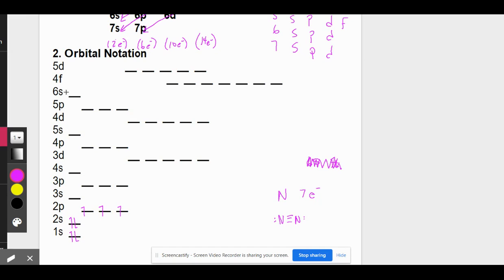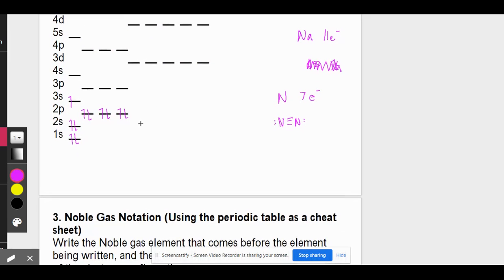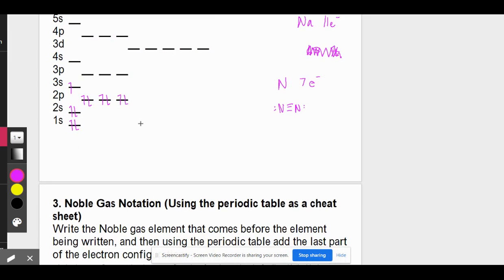Let's do sodium. Sodium has 11 electrons. So here's 7, 8, 9, 10, and 1 more would go right here, 11. So this shows us that the very outer electron on sodium is in this 3s orbital, and it has just 1 unpaired electron out there.